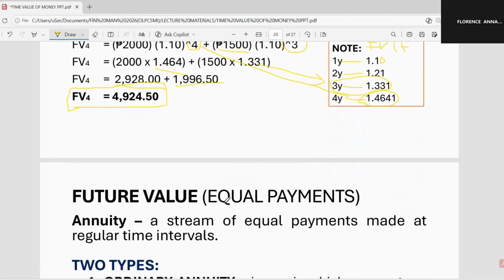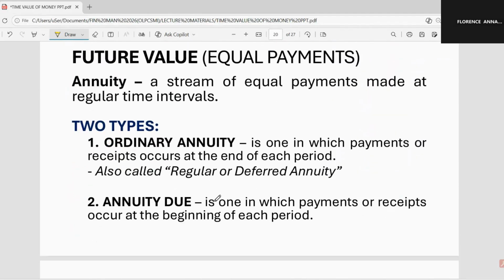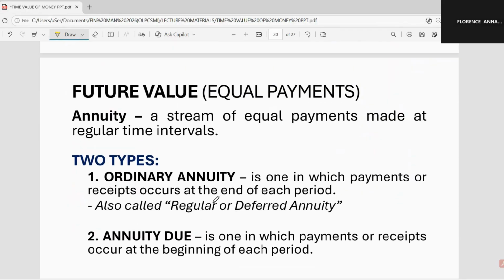Clear? Now, what about the computation of your future value with equal payments? Before that, ano muna ang annuity? Pag sinabi nating annuity, it is a stream of equal payments made at a regular time intervals. Meron tayong dalawang uri ng annuity. Ano yan? We have the ordinary annuity and your annuity due.